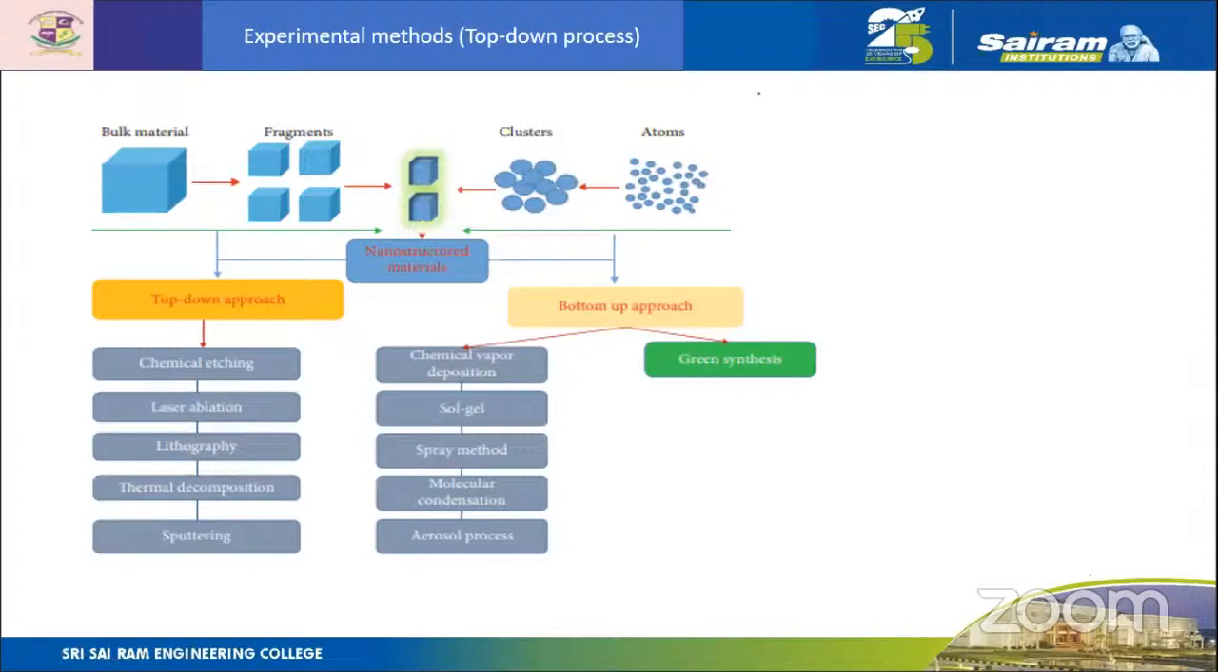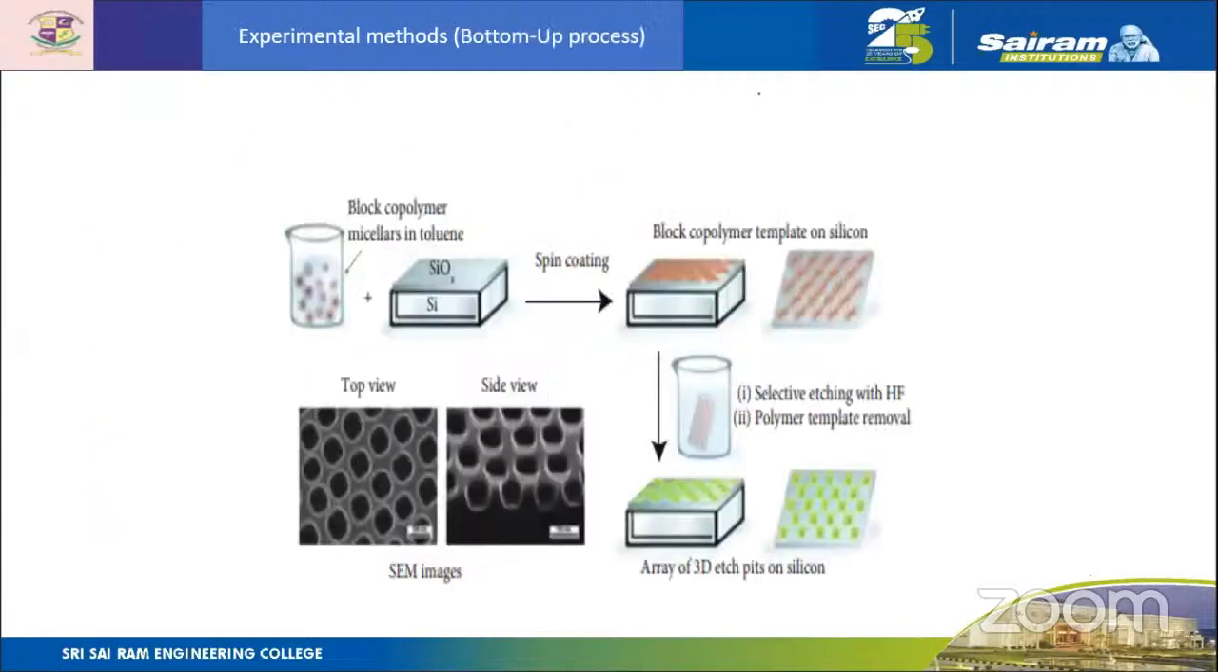That is called chemical etching, laser ablation, lithography, thermal decomposition. And similarly, the atomic size is also converted into bulk materials by the methods of vapor deposition, sol-gel methods, spray methods, molecular condensation, and aerosol processes. These are all some processes, and mostly these are green synthesis methods also. So nowadays we are all moving towards an eco-friendly procedure. So most of the scientists are going for this process.